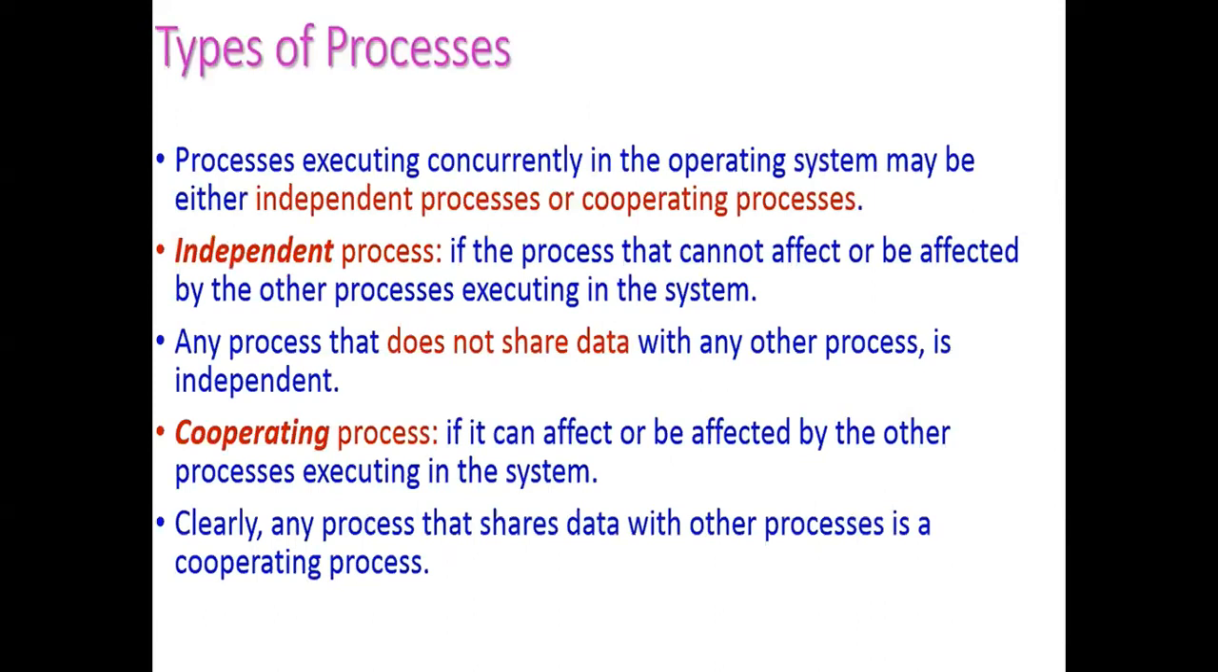So the types of processes, there are 2 types. Whenever processes execute concurrently in the operating system, a process may be of 2 types. One is the independent process, the other is the cooperative process. What is meant by an independent process? It is a process that cannot affect or be affected by other processes executing in the system. In other words, any process that does not share any data with other processes is called an independent process.